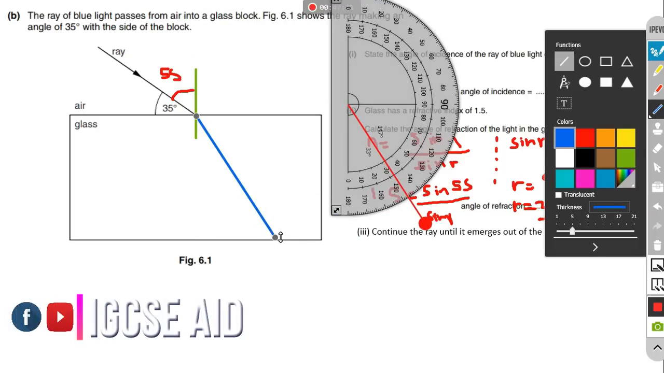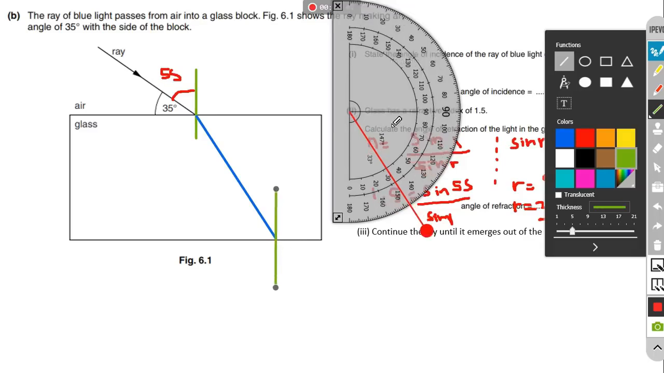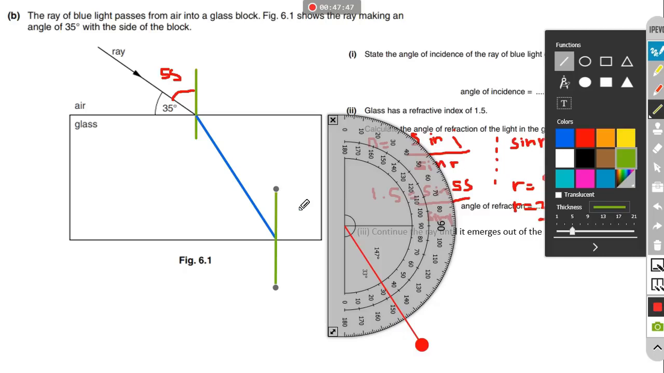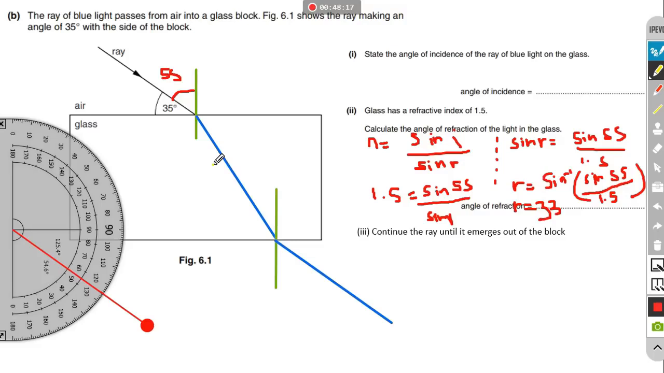Alright, now when it exits, of course, we should draw another normal line 90 degrees to the surface, and from there, since it entered with an angle of 55, since the glass is a parallel-sided glass prism, then definitely it should also exit with an angle of 55. Definitely don't forget to draw the directions.